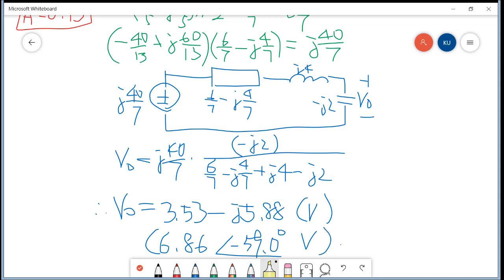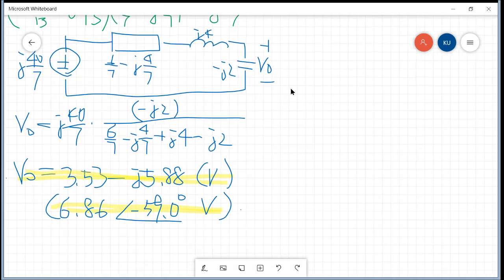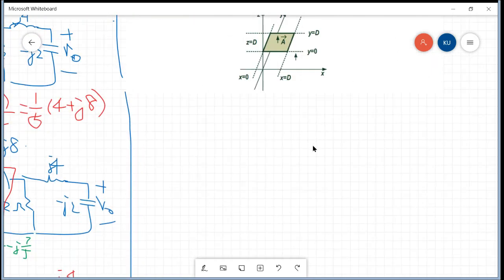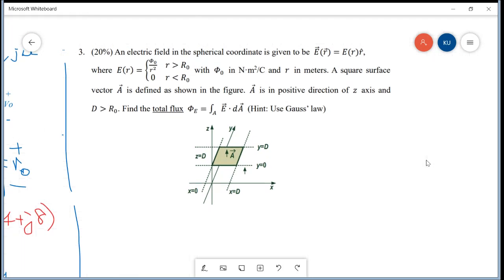So you can actually write it in the Cartesian form, or the rectangular form, or the polar form. So this is the answer for question 2.